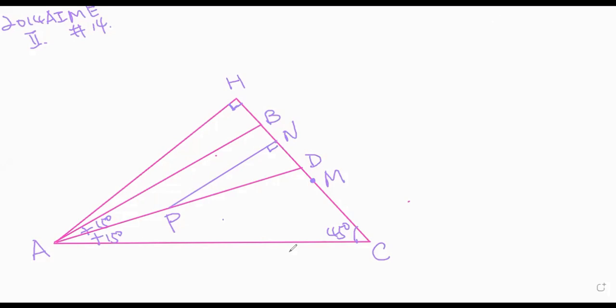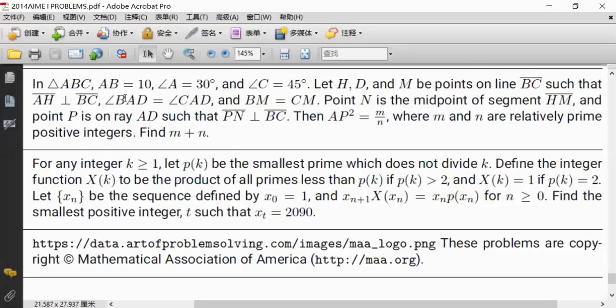First, let's read the problem. The problem says in triangle ABC, AB equals 10, angle A equals 30 degrees, and angle C equals 45 degrees.